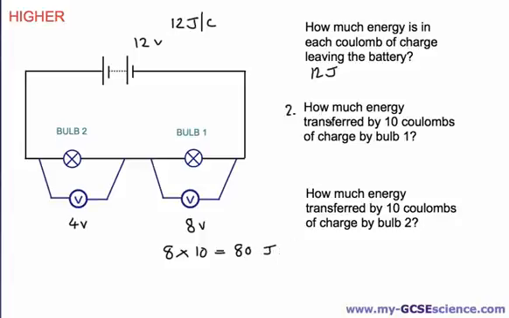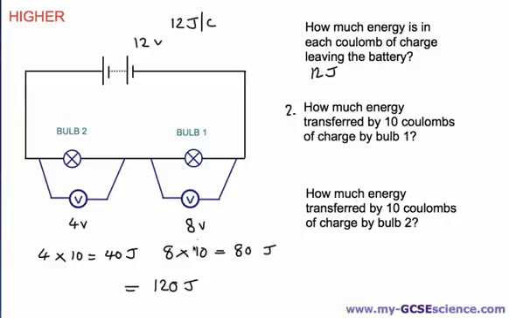80 joules of energy are transferred by bulb number 1, and for bulb number 2, similarly, make sure you're using the potential difference across the bulb and not in the circuit, and that will be a simple case of it's 4 joules of energy per coulomb, and there are 10 coulombs, so it's 4 times 10 equals 40 joules. Okay, so we have 40 joules of energy being transferred for 10 coulombs by bulb 2, and 80 joules of energy being transferred for 10 coulombs by bulb 1, and in total we have 120 joules of energy for 10 coulombs. That's mentioned in the question.